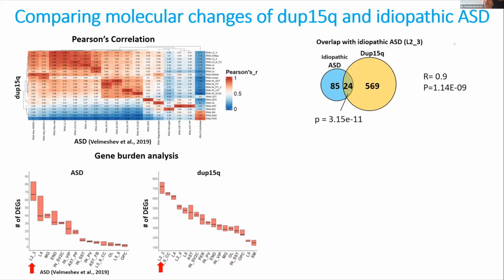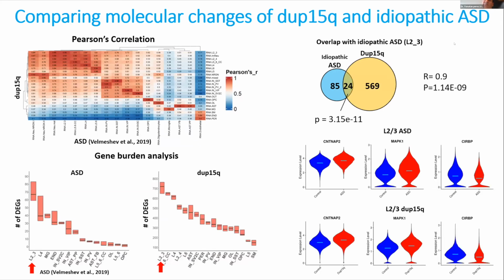They also share a very high Pearson correlation, meaning that the magnitude and directionality of expression is very similar in these differentially expressed genes. These are some violin plots that show a handful of these overlapping genes between the layers of idiopathic cases and duplication 15q. Highlighting just a few of them, we found a lot of known autism risk genes, such as CNTNAP2, that was found to be overexpressed in both.